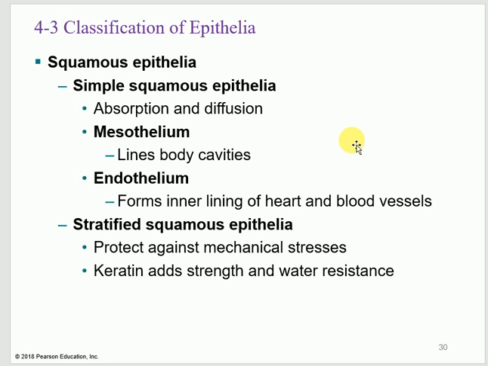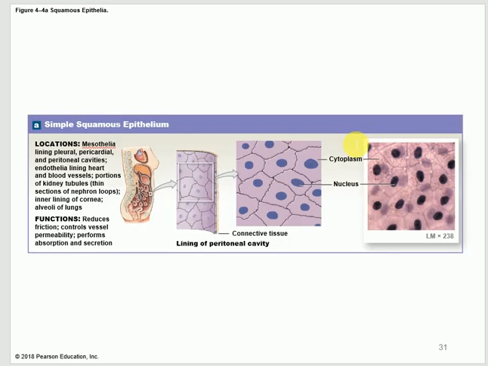So squamous can be simple, which is one layer only. If this one layer is lining from inside, we call it endothelium. If it is lining a body cavity, we call it mesothelium. The other one is stratified squamous, and this is for physical protection. Stratified squamous, physical protection, like your skin. It contains keratin to add strength and make it water resistant, and that's why you don't lose the water.